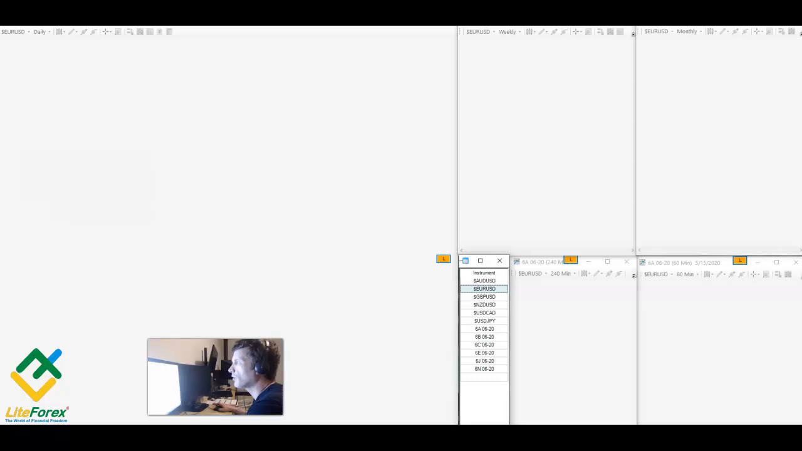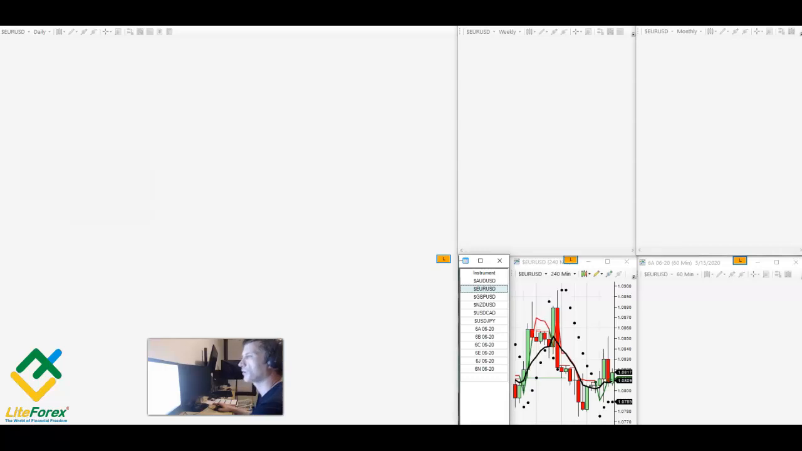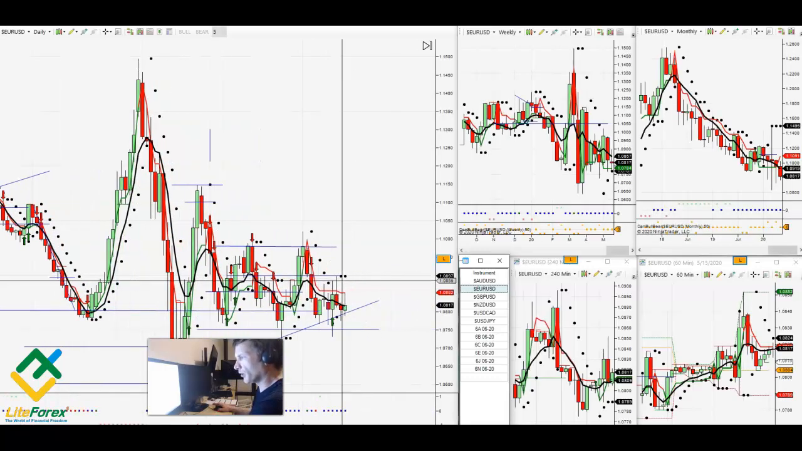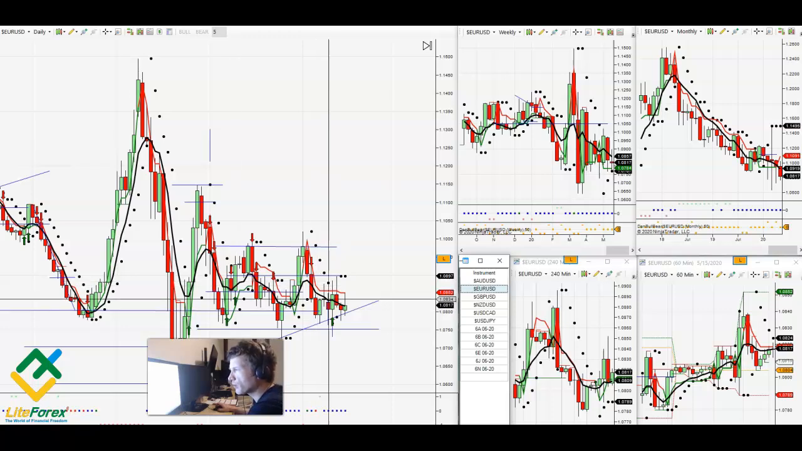Let's go to the Euro USD. Euro USD is the choppy one. It's been really sideways in the last 6-7 sessions. You can see the range, basically 108 to 109. It's going a little bit below, but just really sideways.